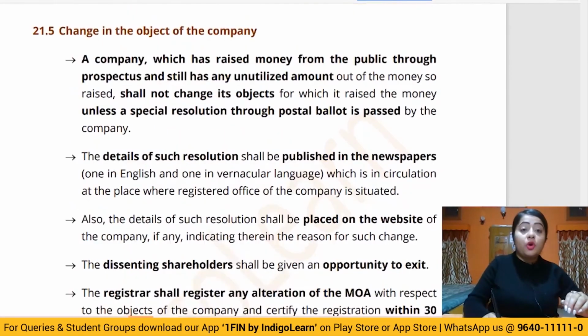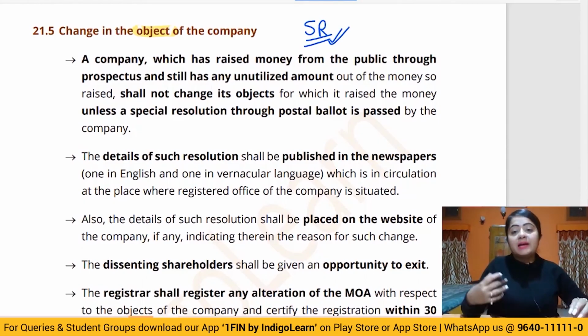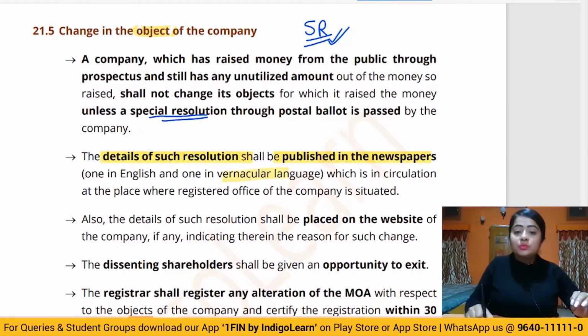Next, let's talk about the object clause. If the company wants to change the object clause in the memorandum, what is required? We need a special resolution, right? Now, apart from that, suppose the company has issued a prospectus and has raised money from the public, and if any of the money is unutilized, and the company wants to change the object for which that money was taken from the public, then in that case, not just a special resolution will be required, but also the details of this resolution will have to be published in the newspaper, one English and the other one vernacular newspaper, in the place where the registered office is located.